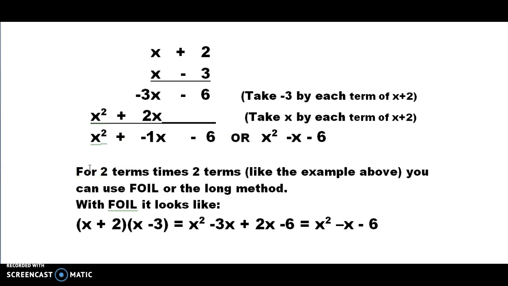If I'd used FOIL, it would have looked like this. It would have been x squared, the outside would have been negative 3x, the inside would have been 2x, and the last term would have been negative 6. You can see those exact same numbers up here where you did it the long multiplication way. So if you like the long multiplication way, go ahead and use it. If you don't want to use that and don't want to learn any new method, it's not necessary that you go ahead and do that.